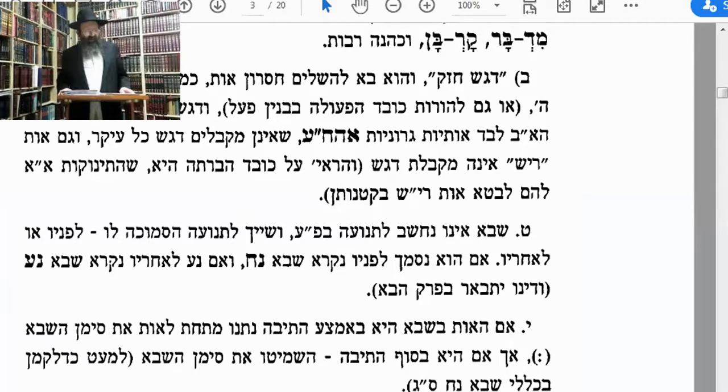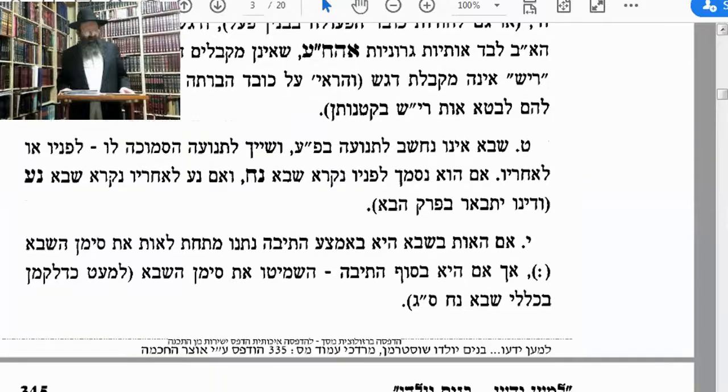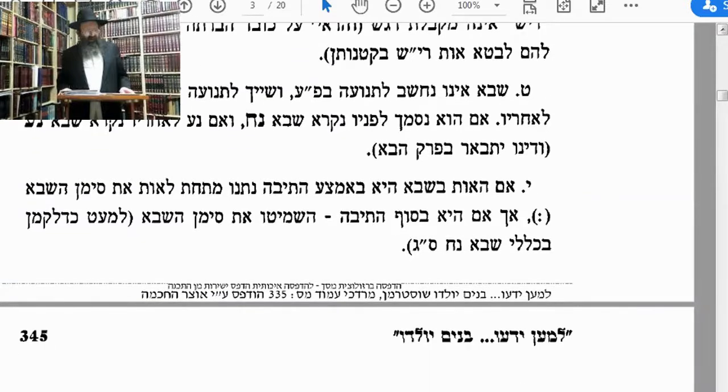Now, how do you spell the word shvo? Shin Vov Aleph or Shin Vais Aleph? Well, here it's spelt with a vais, and in many of the seforim it's spelt with a vov. According to Kabbalah, it should be spelt with a vais, and what's more common is spelt with a vov. At any rate, Shvo Einoi Nechshav Litnua Bifnei Atzmo.